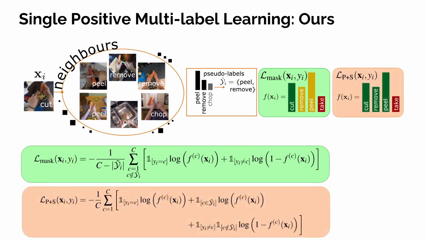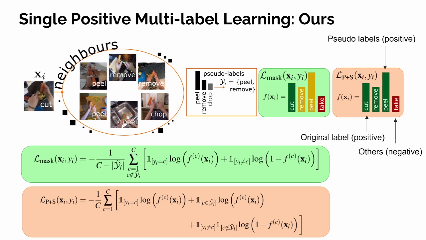That's why we propose another loss called pseudo plus single label binary cross-entropy. In this loss, we assume the pseudo-labels are accurate, and we're confident that pseudo-labels are well representing the action of the instance. The original label is going to be treated as positive always, and the pseudo-labels are also going to be positive. They're treated equally as the original label. Finally, the others are going to be negative. This way, it will intuitively work really well when the pseudo-labels are more accurate, but it will deter the performance when you have bad pseudo-labels.